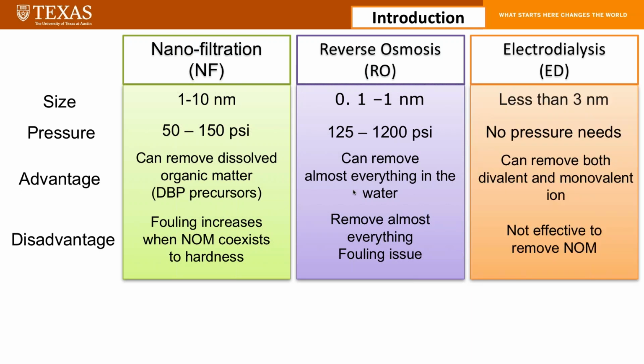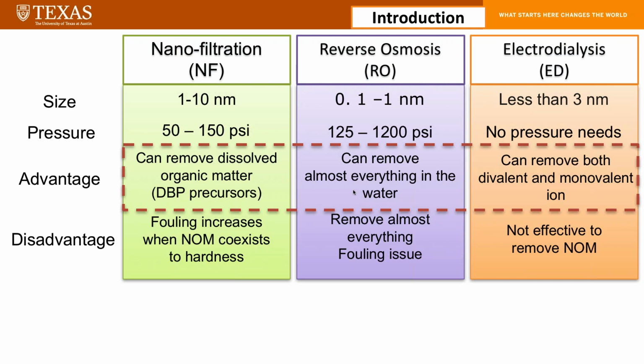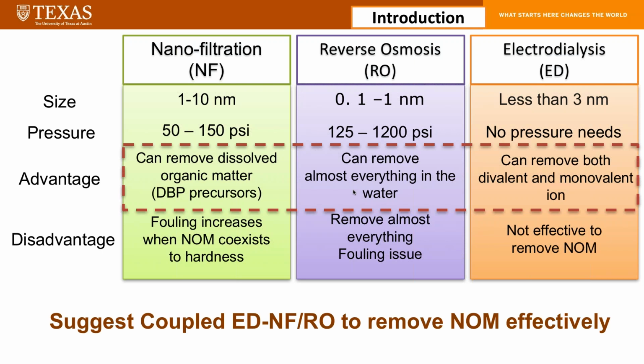And here's one more technology, electrodialysis, which doesn't require pressure. Electrodialysis uses electric current to separate the ions in the water. The advantage of ED is it can remove both divalent and monovalent ions. But the disadvantage is it's not effective at removing the natural organic matter. So in our research, using the advantages of NF, RO, and ED, we suggest a coupled ED-NF/RO system to remove NOM effectively.